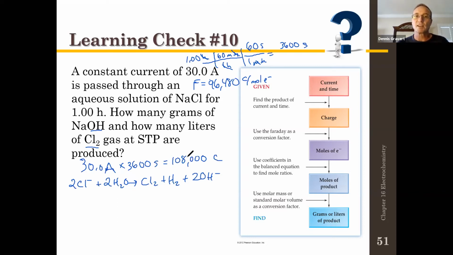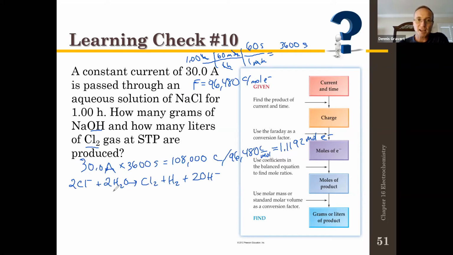So I got 108,000 coulombs. Divide that by 96,480 coulombs per mole of electrons. Coulombs will cancel, and if you divide twice, moles goes up on top as your unit. And so the answer here is 1 point, and I should carry a lot of sig figs because I don't want to round off yet. So 1.1192 moles of electrons. That amount of current, using Faraday's constant, produces a little more than 1 mole of electrons.